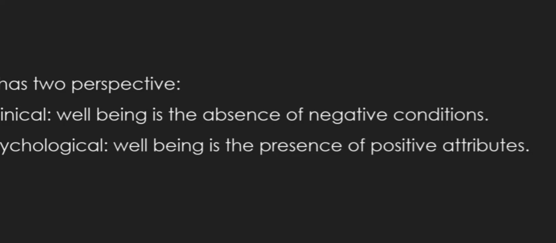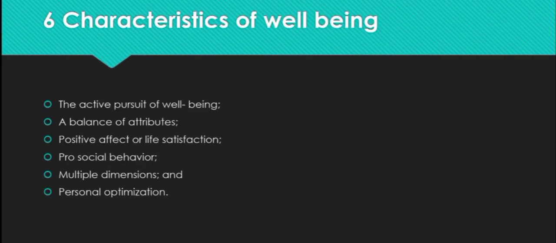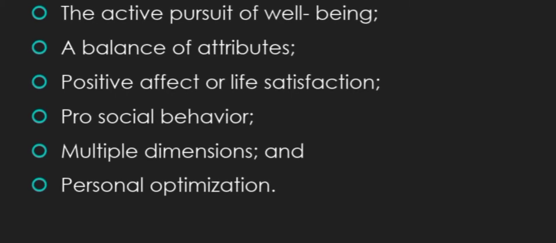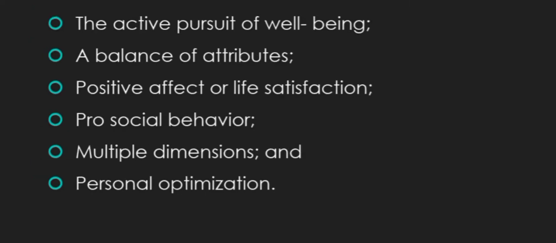Well-being has two perspectives. Clinical is based on the absence of negative conditions. Psychological is based on the presence of positive attributes. There are 6 characteristics of well-being. Number 1, active: the active pursuit of well-being, a balance of attributes, positive effect on life satisfaction, pro-social behavior, multiple dimensions, and personal optimization.